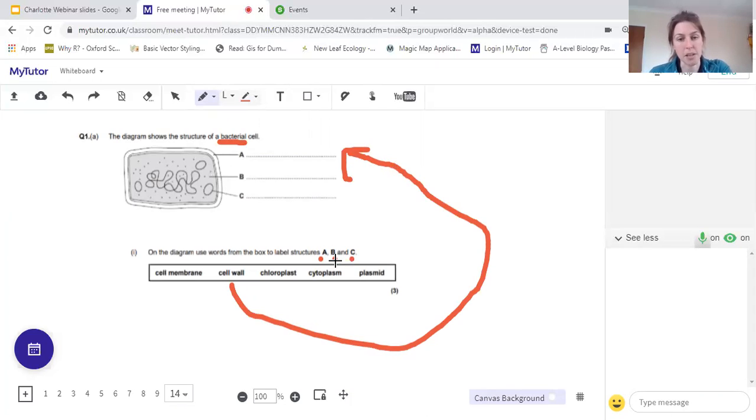B is the cytoplasm. So the cytoplasm is kind of that body of the cell where chemical reactions take place. And C is a plasmid. C is one of those circular structures of DNA that we talked about that only bacteria have. It contains specialized genes, so genes for specific functions like antibiotic resistance.